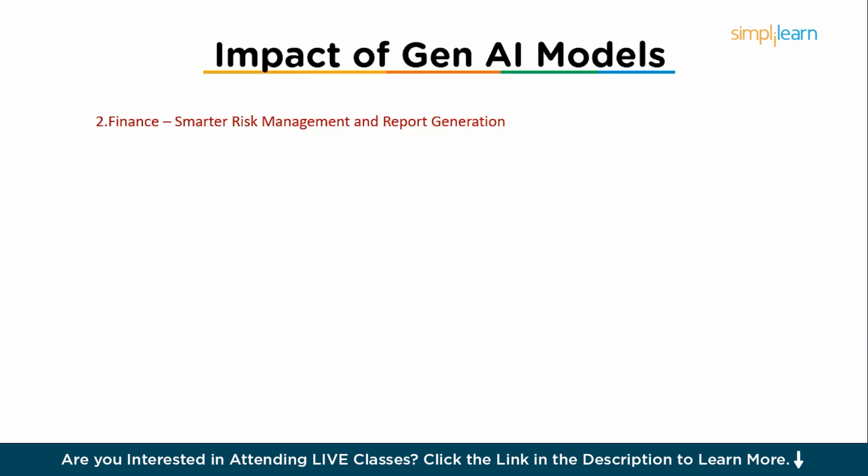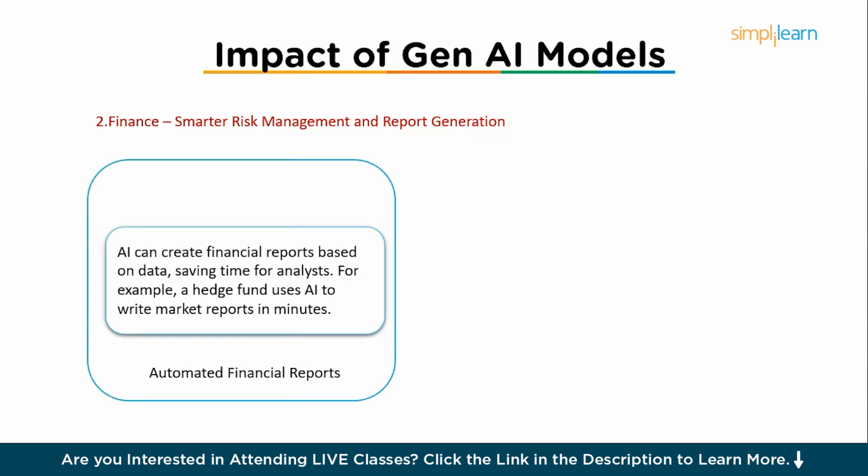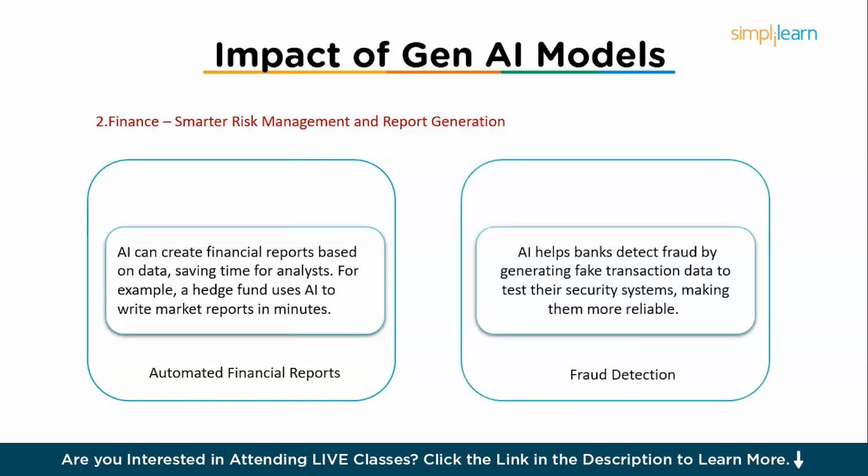So in finance, AI is making it easier to analyze data and detect problems. The first one is automated financial reports. So AI can create financial reports based on data, saving time for analysts. For example, a hedge fund uses AI to write market reports in minutes. Then we have fraud detection. So AI helps banks detect fraud by generating fake transaction data to test their security systems, making them more reliable. For instance, MasterCard uses AI to create realistic transaction data to improve their fraud detection system.